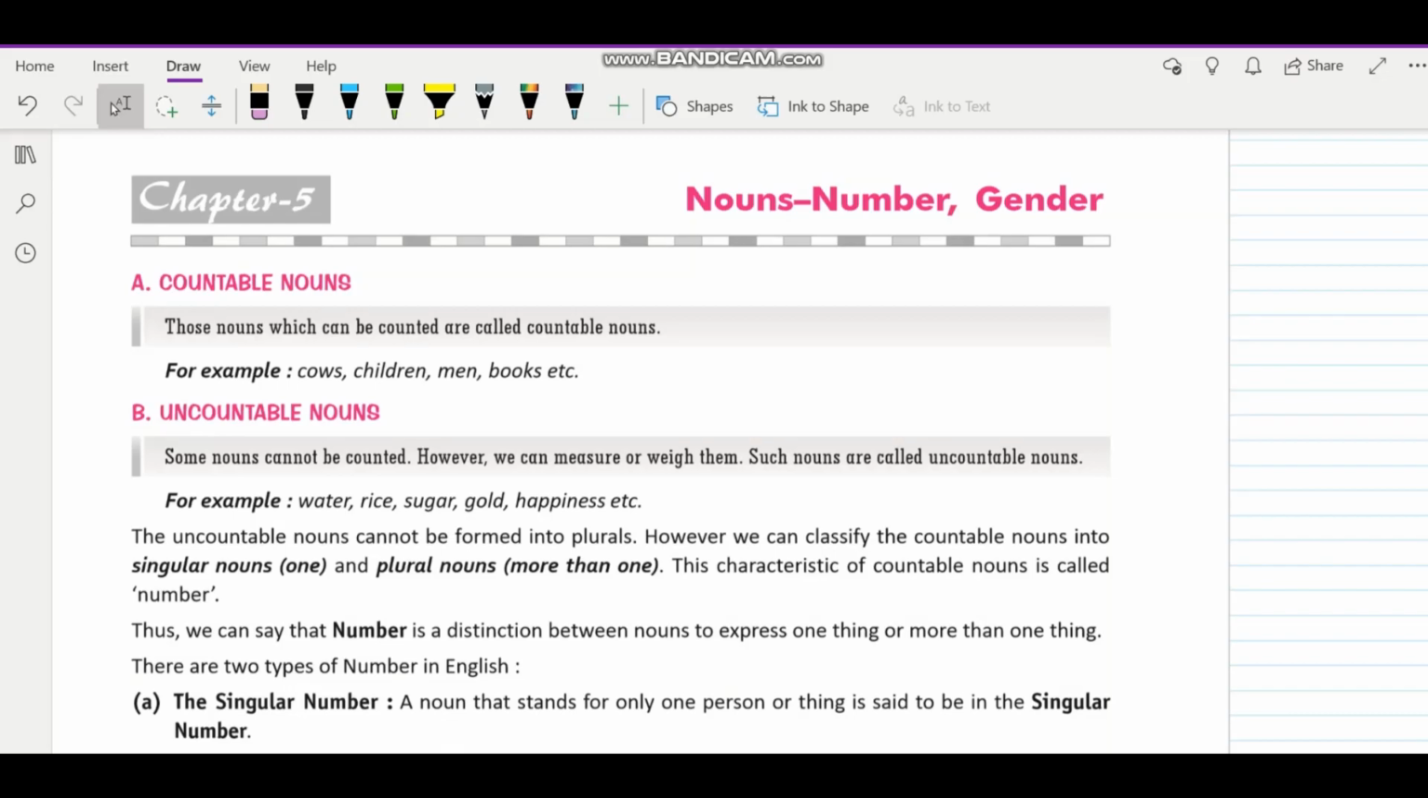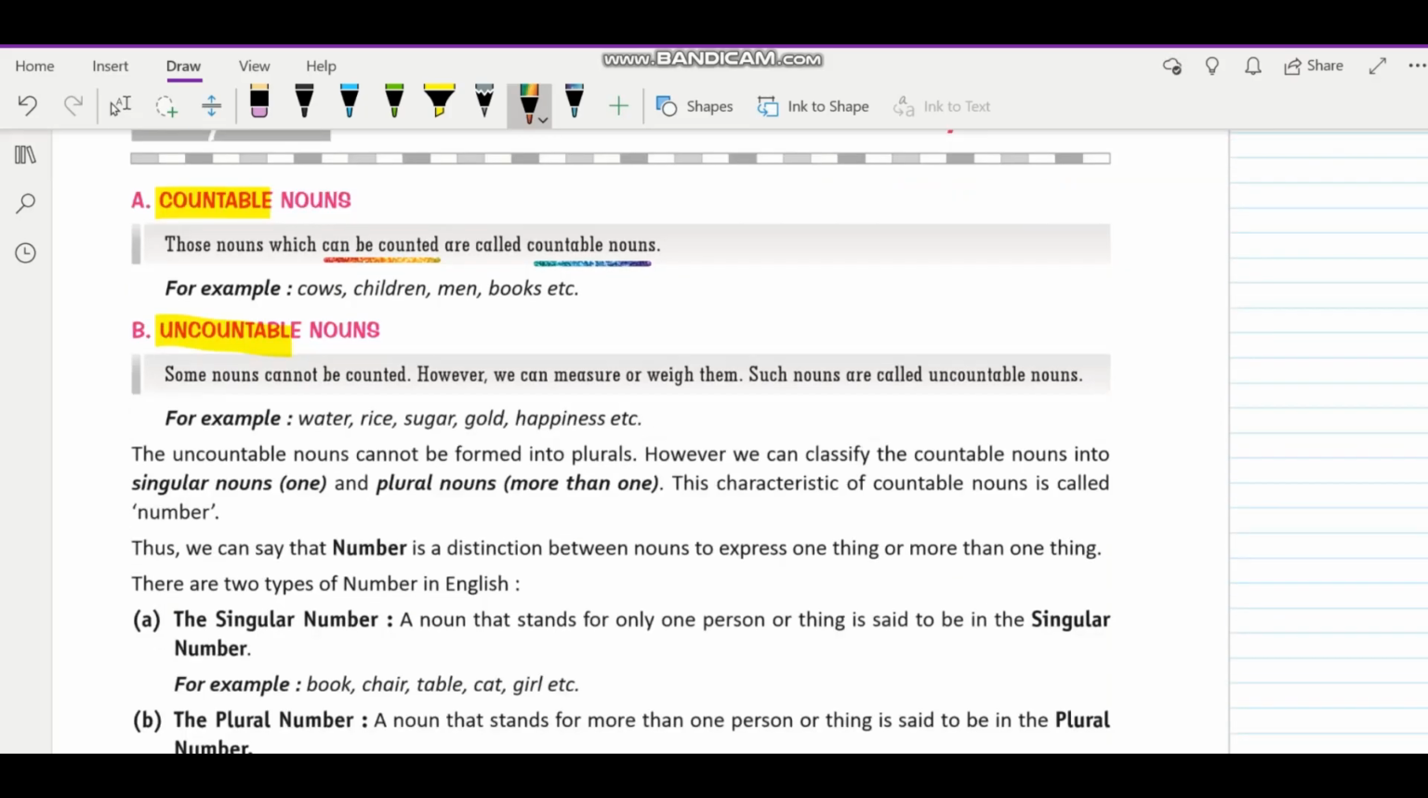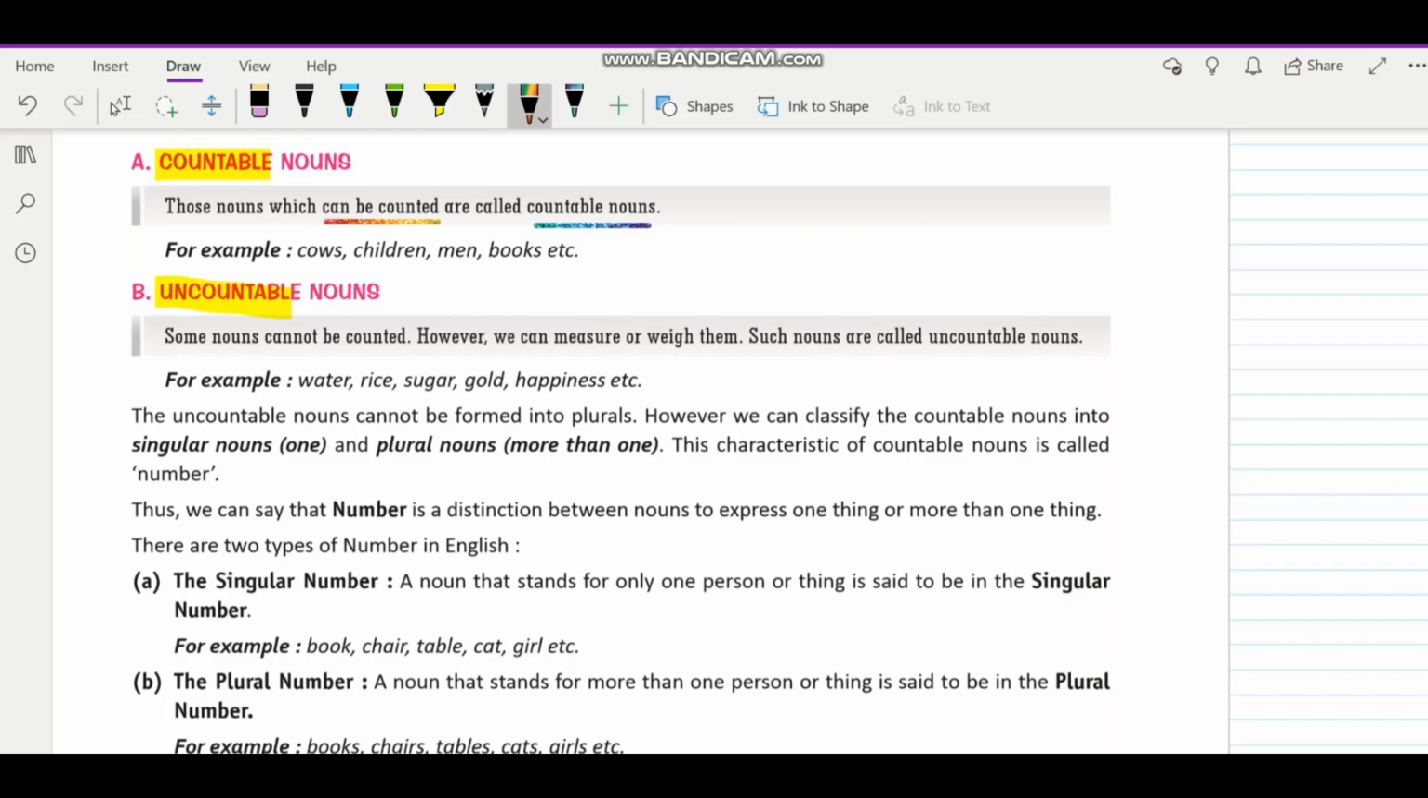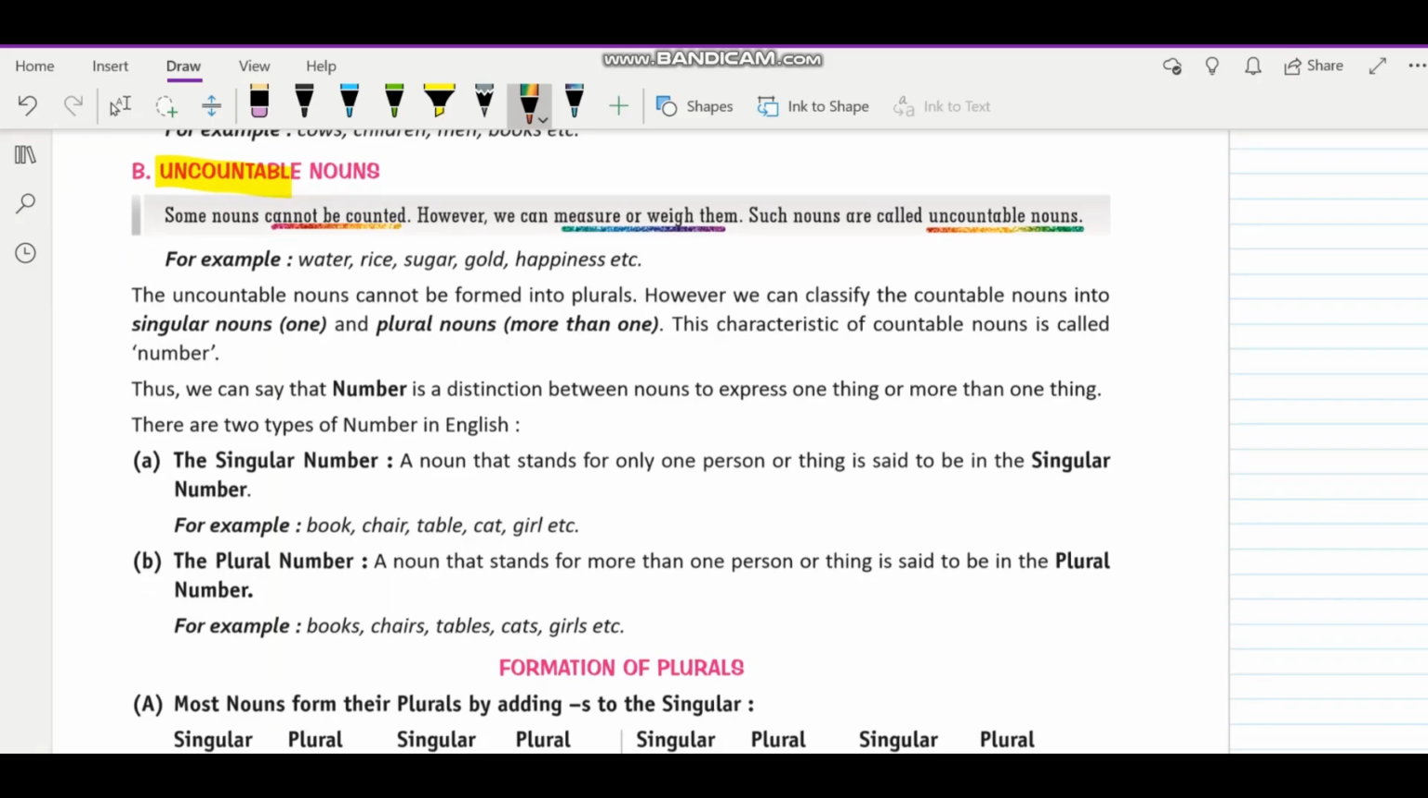Now before we talk about number, what do you mean by number? Nouns can be classified as countable or uncountable. As the name suggests, those nouns which can be counted are called countable nouns. For example, cows, children, men, books, etc. Some nouns cannot be counted, but we can measure them or weigh them. Such nouns are called uncountable nouns, like water, rice, sugar, gold, happiness, etc.